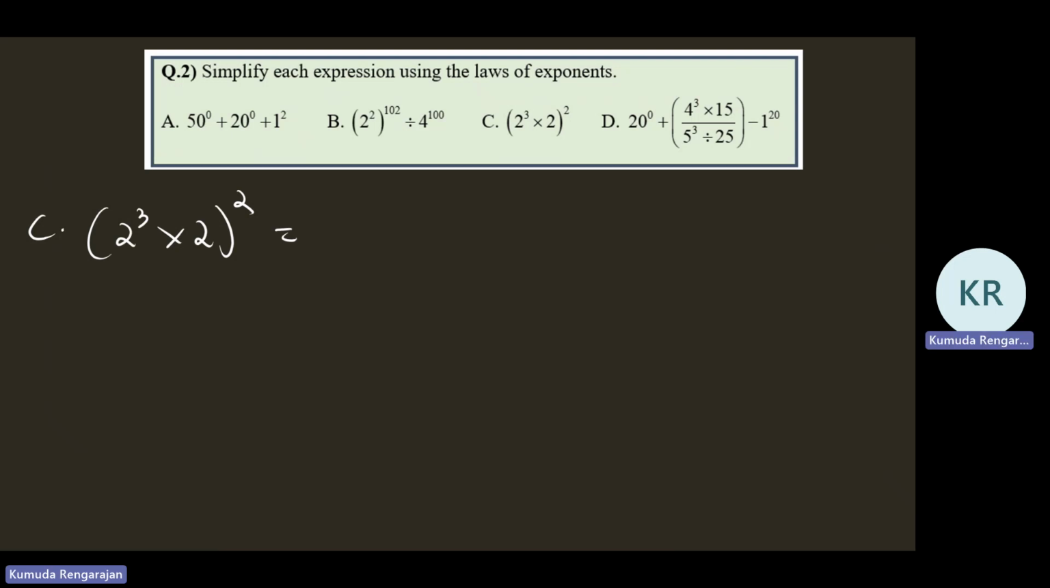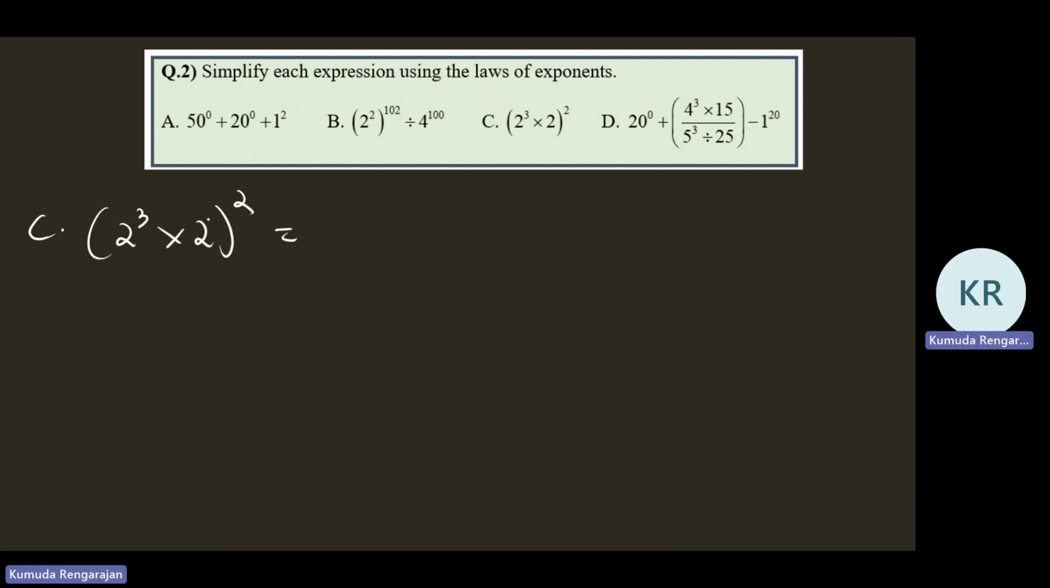So I laughed. So it is 2 raised to the power 3 into 2, the whole power. The whole power or the whole raised to 2. Yes, 2 to the power 3 into 2, the whole raised to 2. The whole raised to 2 is also correct, or the whole raised to the power 2 is also correct. Very good. Now, how do you do this?